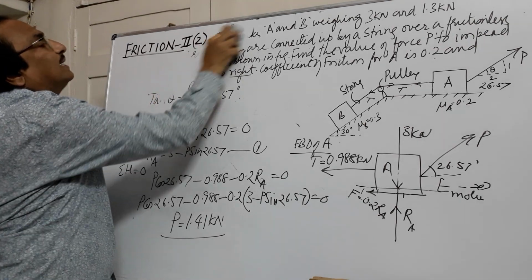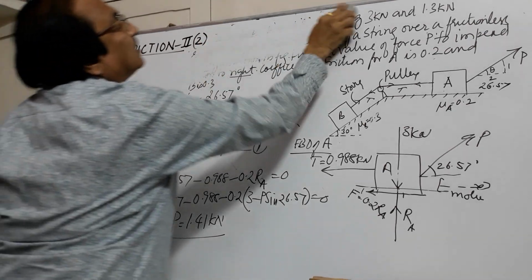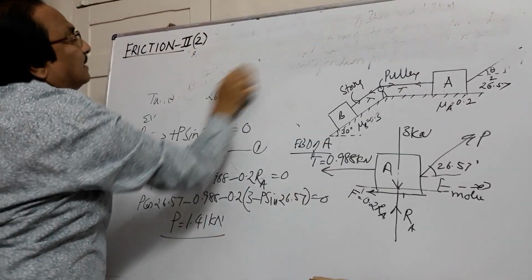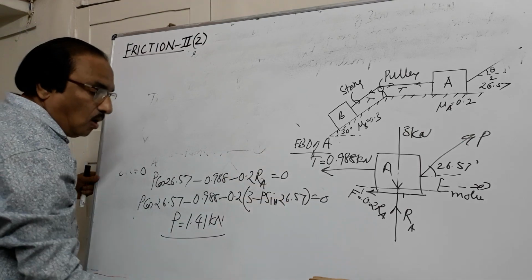So these are two connected bodies with the string. One is on an inclined plane and the other one is on a horizontal plane.